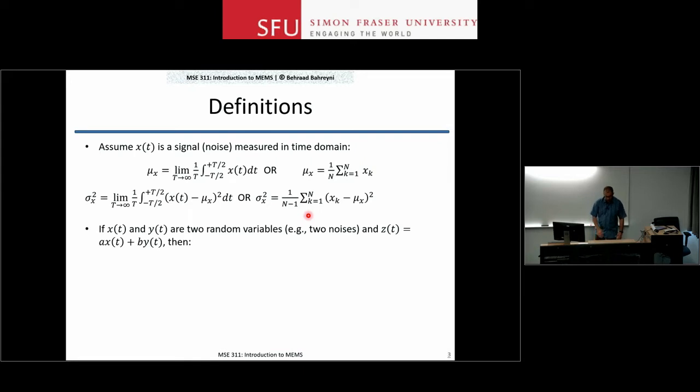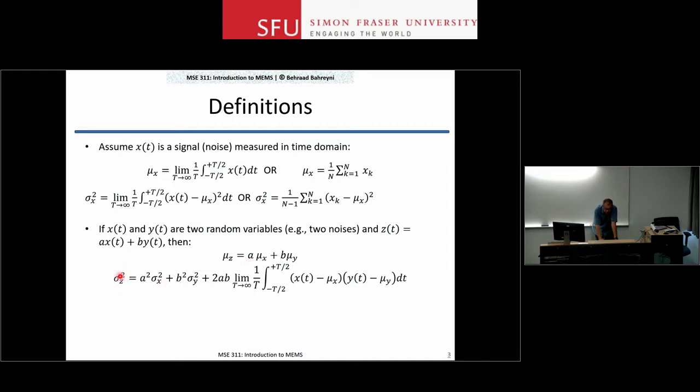Now, if I combine two signals, x of t and y of t, with each other, with some weights, a x of t plus b y of t, then I can see that the mean of the new signal is basically the combination of the two means, mu x and mu y, with their corresponding weights. And sigma z, the variance of my new signal, is given by that expression. So I get a squared sigma x squared, b squared sigma y squared, plus this cross-correlation term.